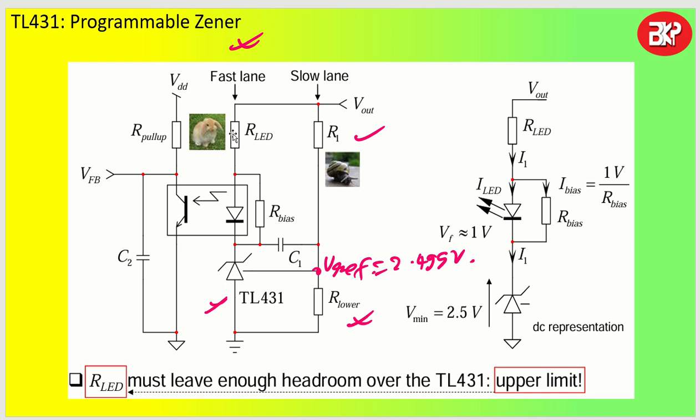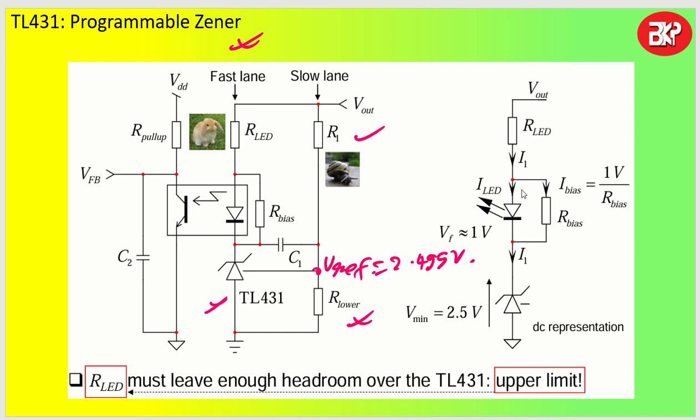Now this fast lane is going to have a resistor which is my pull-up resistor kind of thing. This is going to decide how much current is going to flow through the cathode of my TL431. So this R LED becomes very important, because it is going to have an upper limit, and it must leave enough headroom over the TL431. So this is very critical to choose.